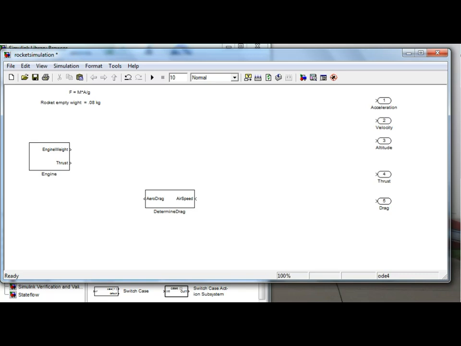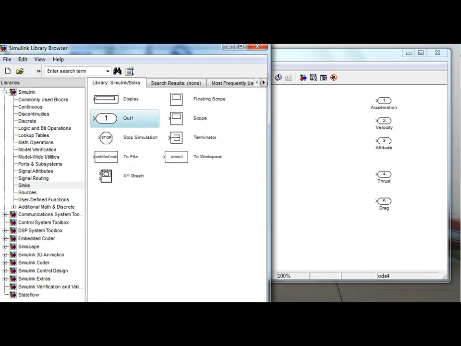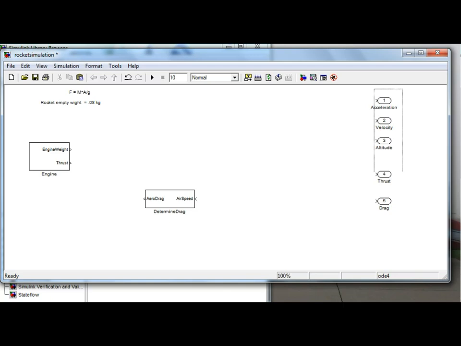I've taken some Out ports from the sinks and put those onto our model already. Those are the outputs I'm going to be sending up as a matrix of values, so I could manipulate the data in Simulink, or plot it in Simulink. Or rather, in the MATLAB workspace, I can send it up to MATLAB and do what I want. I can plot things, I can do statistics, I can find maximums, minimums, whatever.